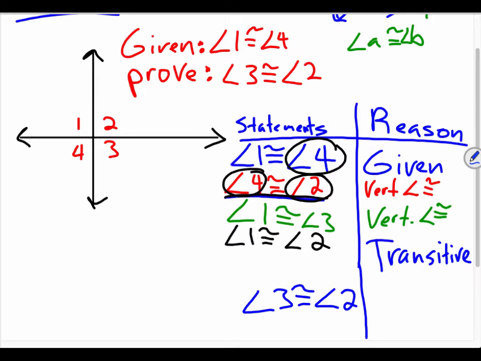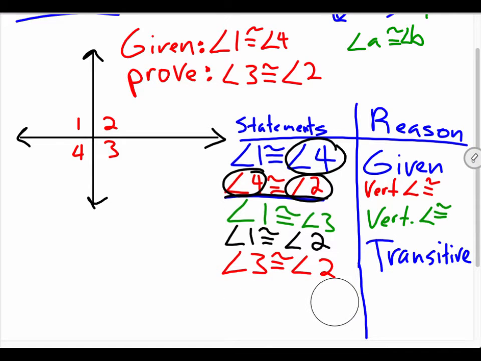Hey, I'm almost there. So what can I do next? Yes. Since angle 1 is congruent to angle 3, and angle 1 is congruent to angle 2, you can draw from that angle 3 is congruent to angle 2. Yeah. So this very next line, I could say, let's choose red, I could say angle 3 is congruent to angle 2, right? Which is what our proof was.